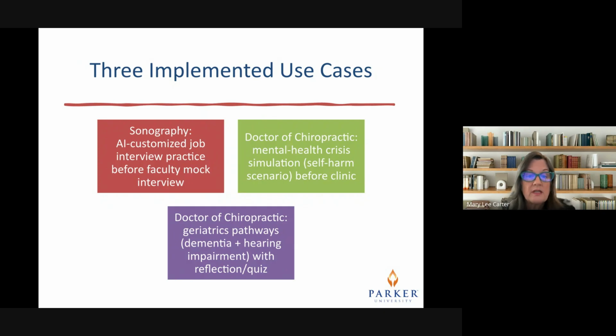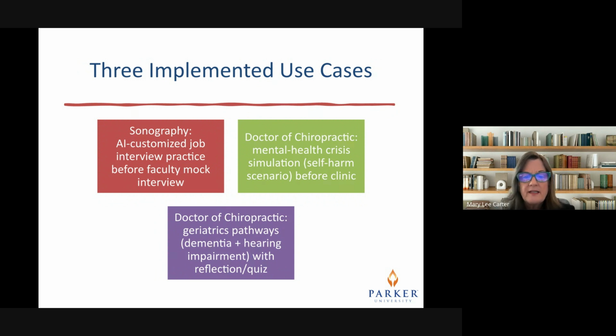an entry-level sonography student who was graduating. Our second one is our Doctor of Chiropractic, and that's a mental health crisis. We've been doing this now for a year across 3 cohorts, and we do it as part of the communications course, and we offer them the opportunity to be with a patient who's expressing thoughts of self-harm. It gives them a safe place to practice that.